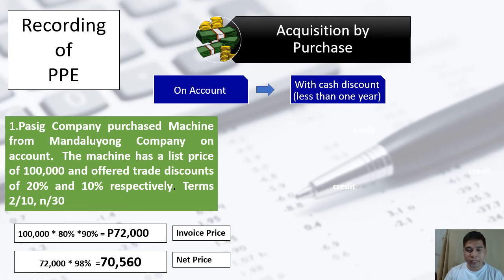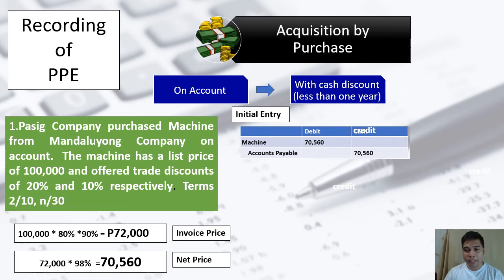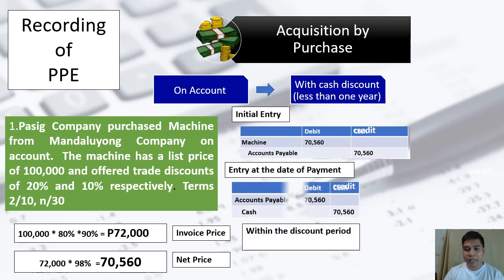So 100% minus 2%. So to initially recognize this to our books, the proper entry will be debit machine 70,560, which is the net price. Then credit accounts payable kasi nga on account siya. So, at the time of payment, meron tayong two possible entries. Yung unang entry natin kapag nakapagbayad tayo within the discount period, so as is lang. So, debit lang tayo ng accounts payable, which is the 70,560, then credit cash 70,560.